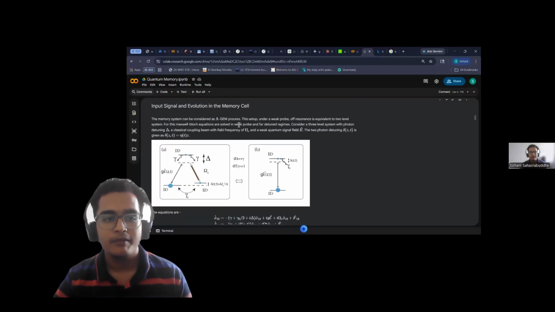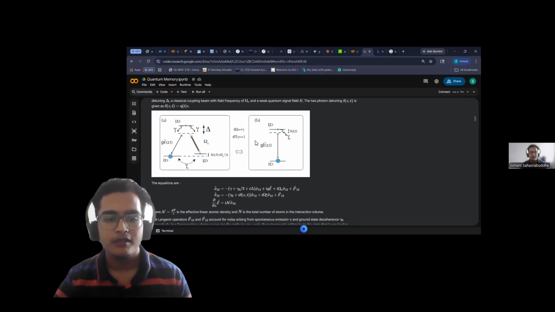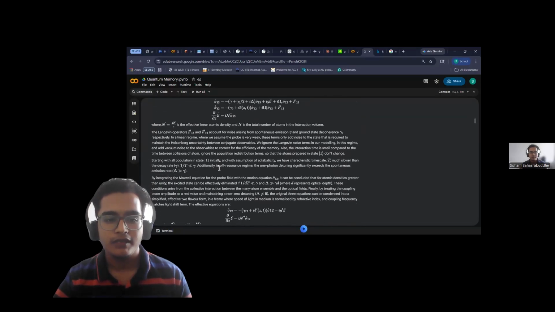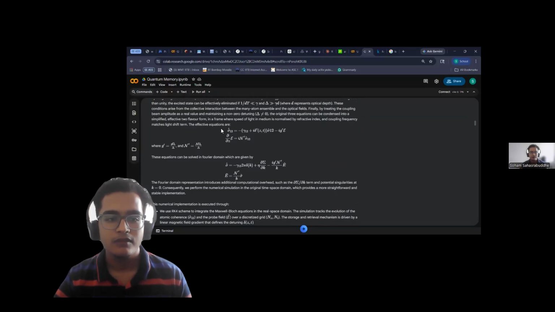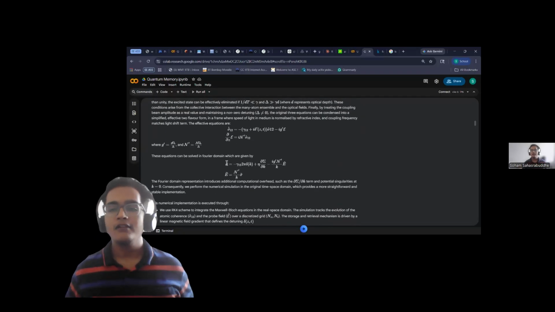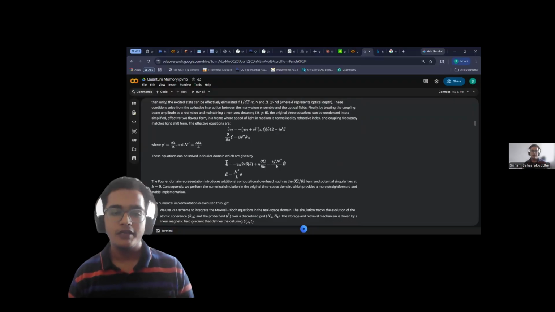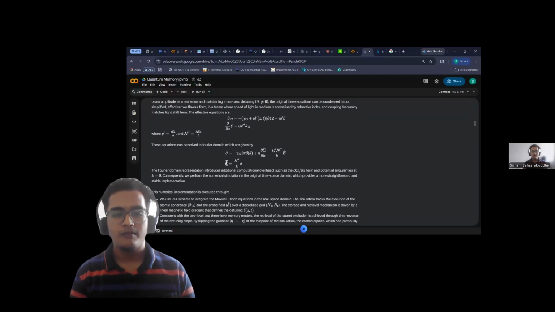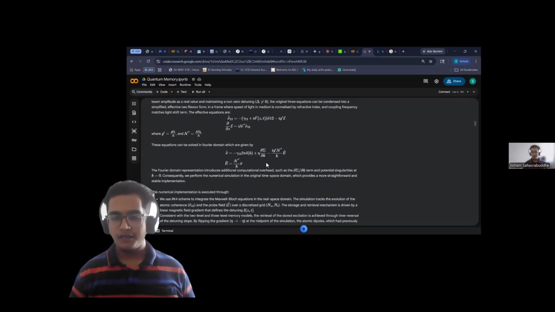So I explained with the help of the paper that this is the process we are following. These are the equations which effectively come down to these two. I also tried to solve it in the Fourier domain. So I just took a Fourier transform and converted it to these two equations. I was trying whether this can be solved analytically or not.